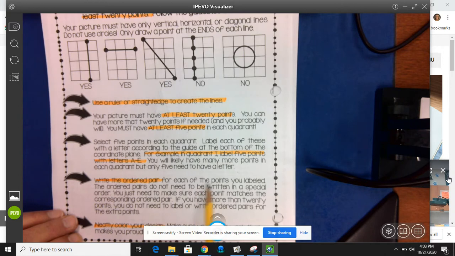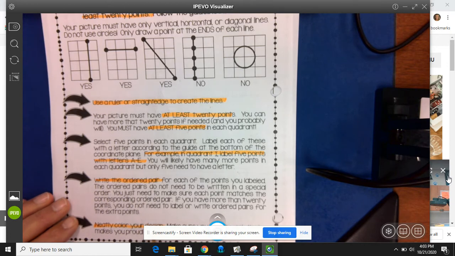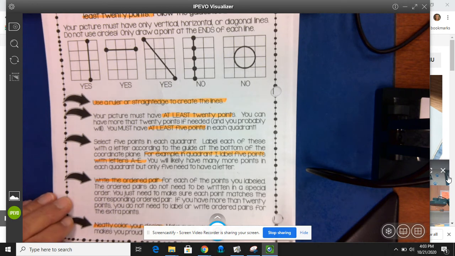Write the ordered pair for each of the points you labeled. The ordered pairs do not need to be written in a special order, although the pairs do need to be written correctly with the X first and the Y second. You can continue reading the rest of this project here. Make sure it is neatly colored, your design, and you're very proud of it.